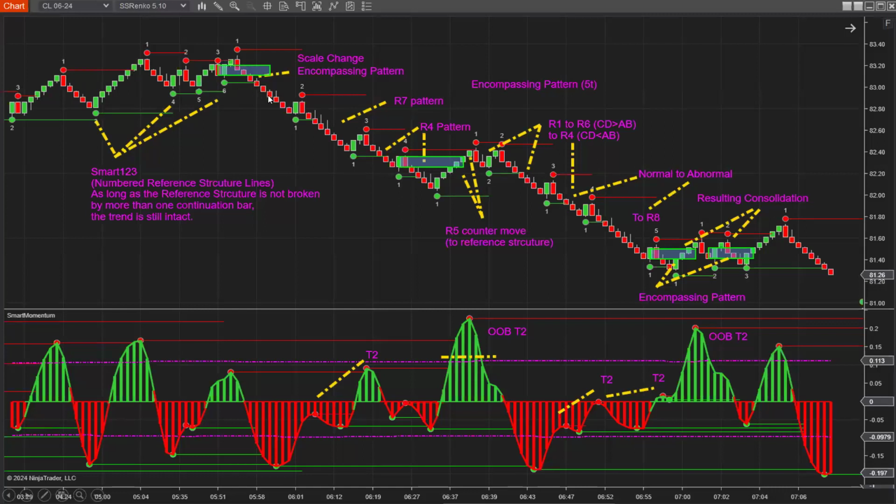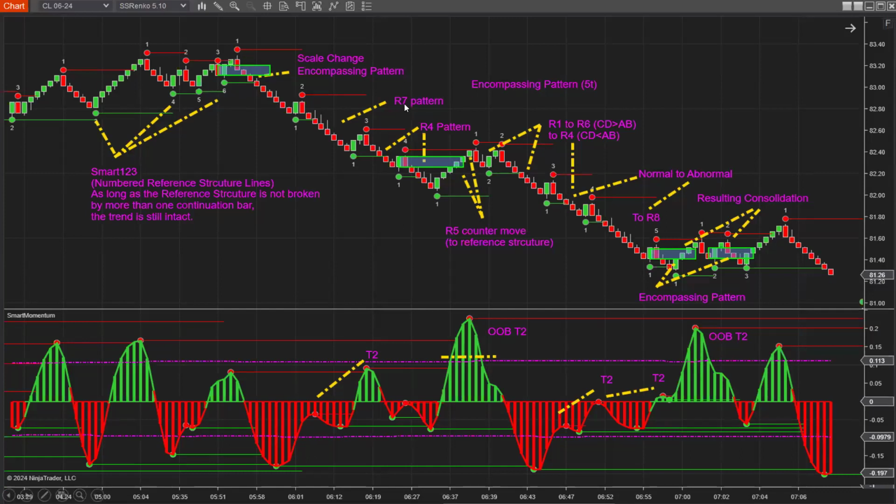It also happens to be an encompassing pattern, and sometimes those happen together. And then we get an R7, and the R7 is smaller than the R8. When this happened, this is the open of the day here, actually. When this happened like that, it was a signal that this market was not normal. Not a normal day today. I was just using the chart for today.